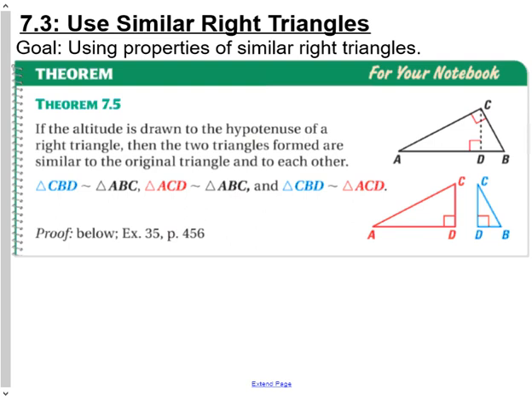Today we'll be covering lesson 7.3, using similar right triangles. And we're using properties of similar right triangles today. So the first theorem is a big one.